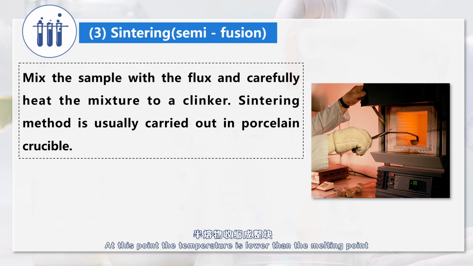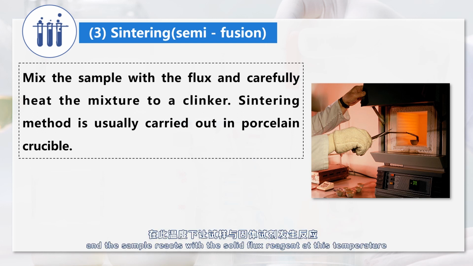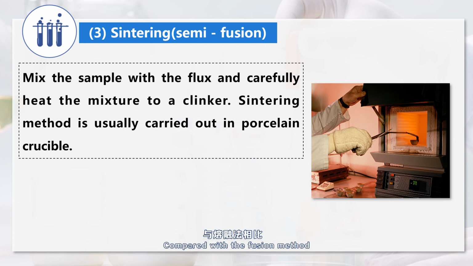At this point, the temperature is lower than the melting point, at which the semi-molten mixture shrinks into a solid block instead of the whole melt, and the sample reacts with the solid flux reagent at this temperature. Compared with the fusion method, the sintering method has lower temperature and a longer heating time, but the advantage is that it is not easy to damage the crucible. Sintering method is usually carried out in porcelain crucible.